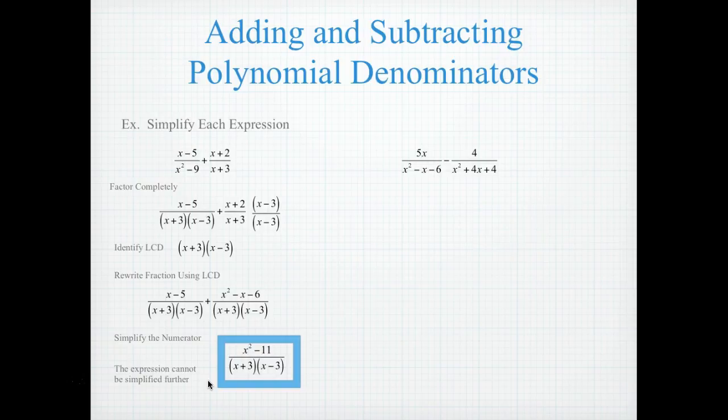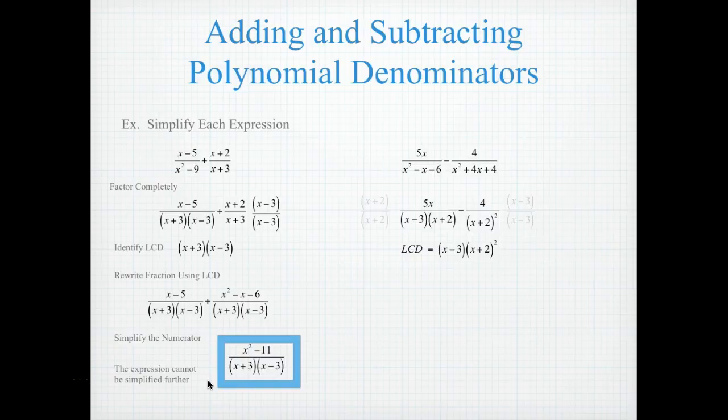Now in the next slide, we have 5x over x squared minus x minus 6, and we're going to subtract 4 over x squared plus 4x plus 4. And we have to factor completely, so I factor the left side and the right side. Now I have to identify my common denominator. My least common denominator in this case is going to be the quantity of x minus 3 and the quantity of x plus 2 to the second power.